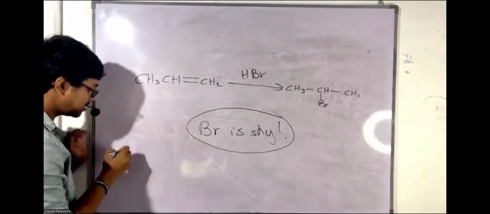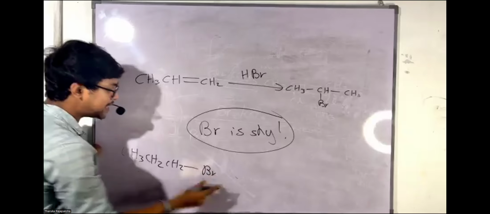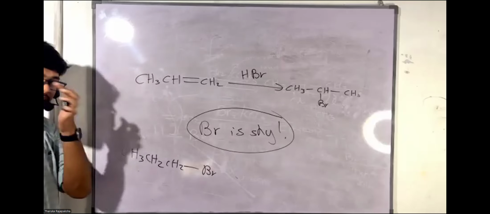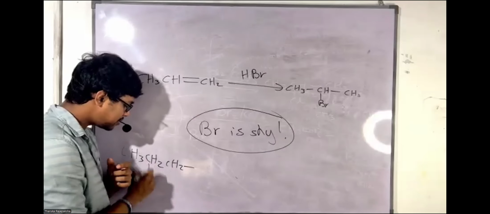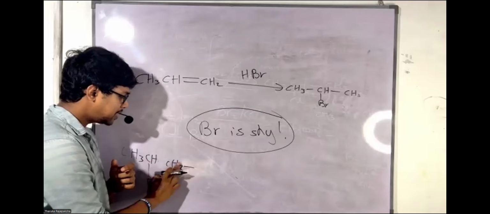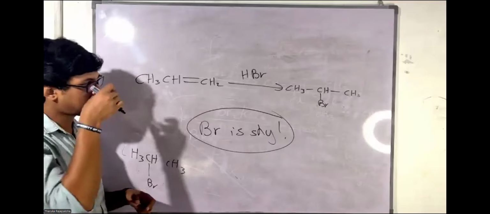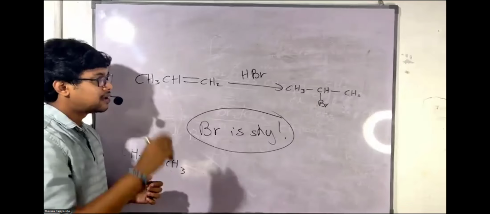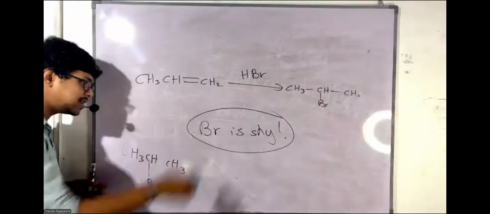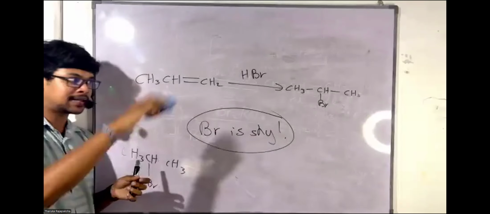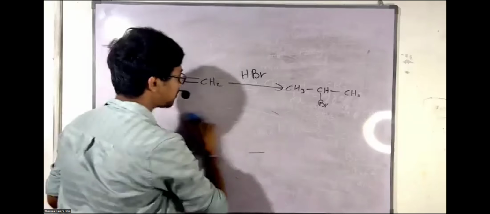If it attaches to the terminal, it will be exposed to the outside, right? It's not good. Br is shy, so it likes to attach to the central carbon. That's the point. It attaches to the central carbon. But there's another reaction which you learn later, hydrohalogenation type 2, where this turns the other way around.